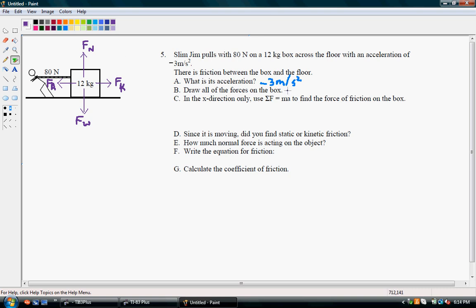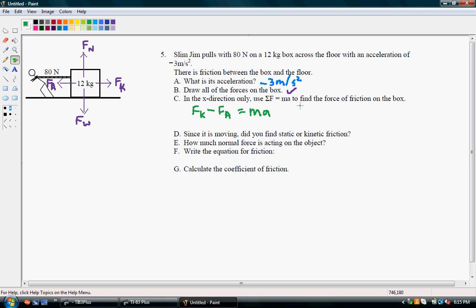Now that we've drawn our forces, in the x direction only, use the sum of the forces equals mass times acceleration to find the force of friction on the box. Well, the sum of the forces in the x direction are equal to Fk, which is going to the right, so that's going to be positive Fk. And then the applied force, which is to the left, so it's going to be negative. We're going to be subtracting our applied force. And that equals mass times acceleration.